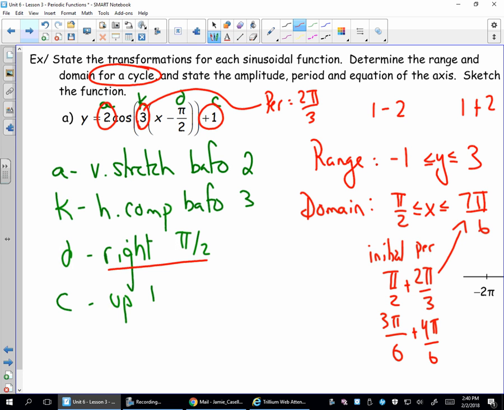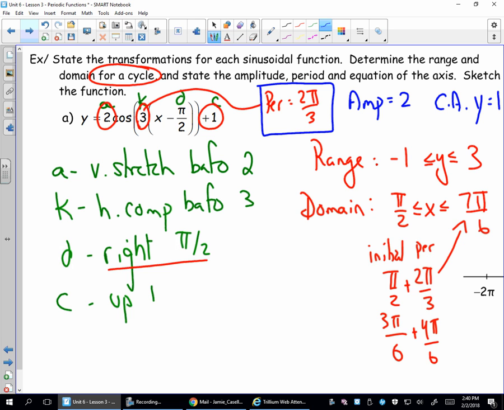We're asked to state the amplitude, the period, and the equation of the axis. So I've kind of shown the period up here already. It helped me get my domain. The amplitude, we know it's our A value. We kind of already did that when we talked about a vertical stretch. And the central axis, we kind of already talked about that when we talked about the C value. We just got to remember to put it in the right format. It's an equation, y equals.